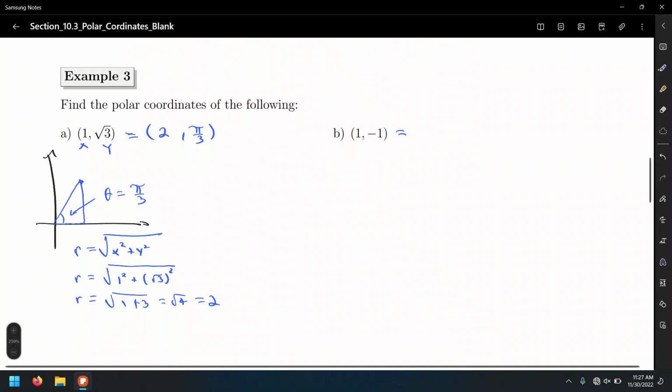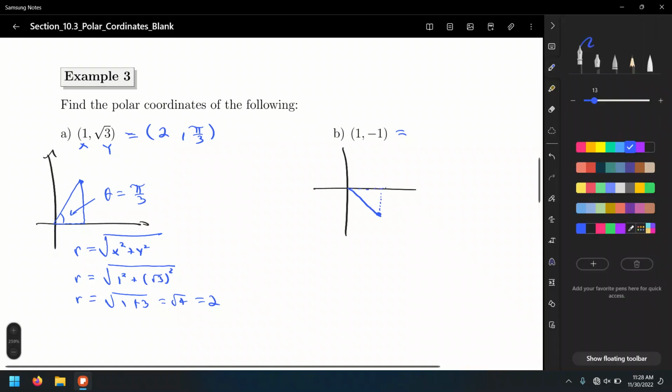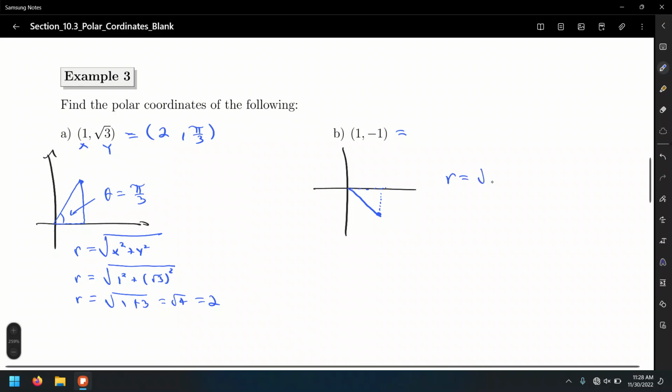1 comma negative 1. And let's plot the point. So that's going to be the following point. That's a 1 and negative 1. So number one, let's find the radius. To find the radius, r equals the square root of x squared plus y squared. And that's the square root of 1 squared plus negative 1 squared. Those are the coordinates of the given point. And well, let's just simplify this. That's 1 plus 1, which is the square root of 2. So we already got the radius, which is the square root of 2.